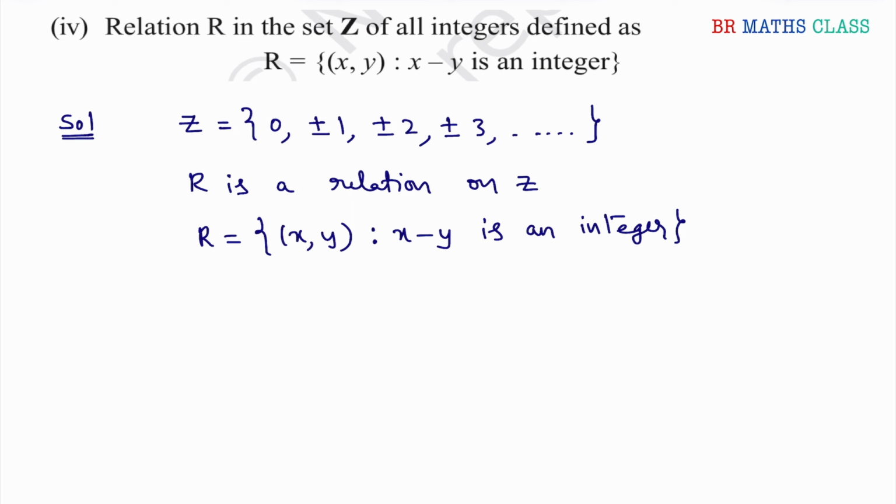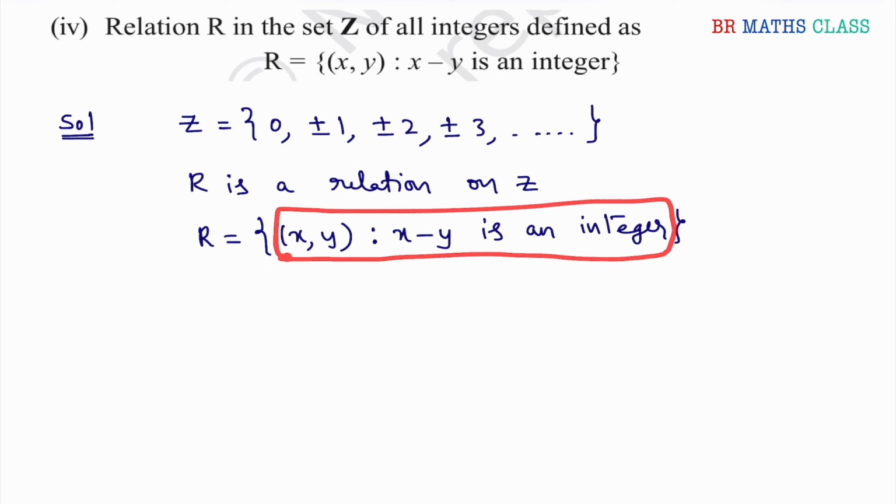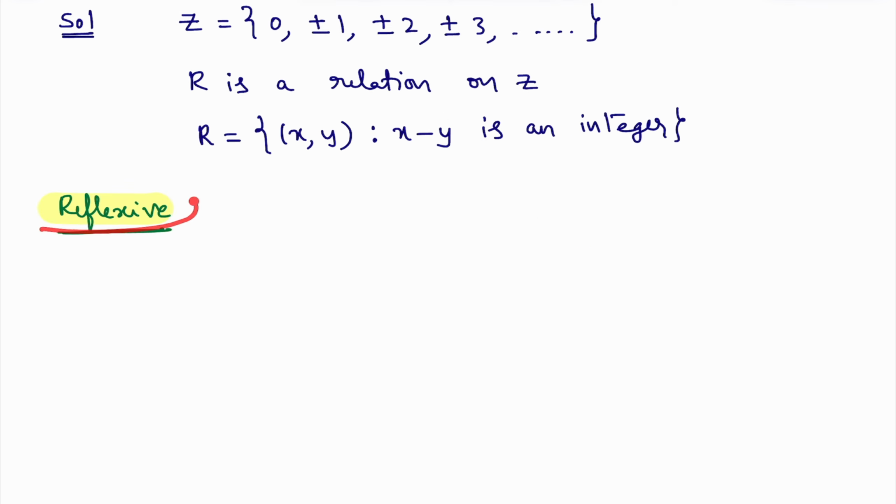Which ordered pairs belong to this relation? You take two integers such that the difference of them is an integer. For example, 2 is an integer, 3 is an integer. What is the difference of them? 2 minus 3 is minus 1. Is minus 1 an integer or not? Yes, minus 1 is an integer. Like that, if you observe, this R contains infinitely many ordered pairs, right? So the best thing is generally, by taking these points, we'll try to check reflexive, symmetric, transitive without writing this relation in roster method.